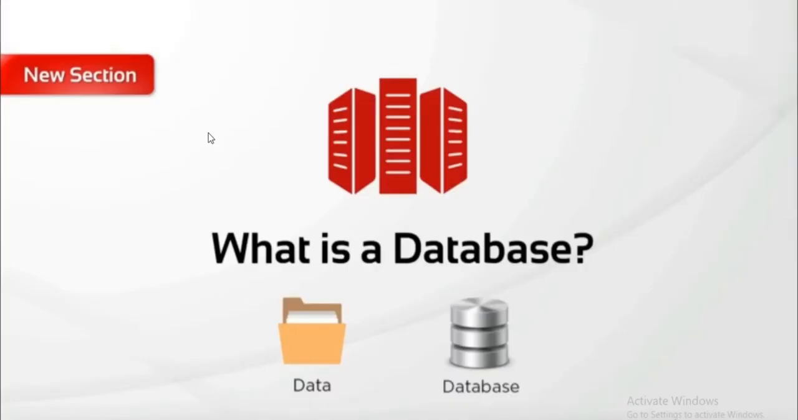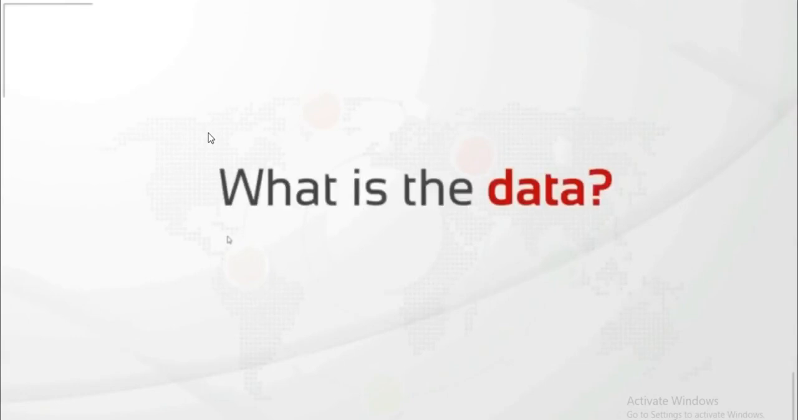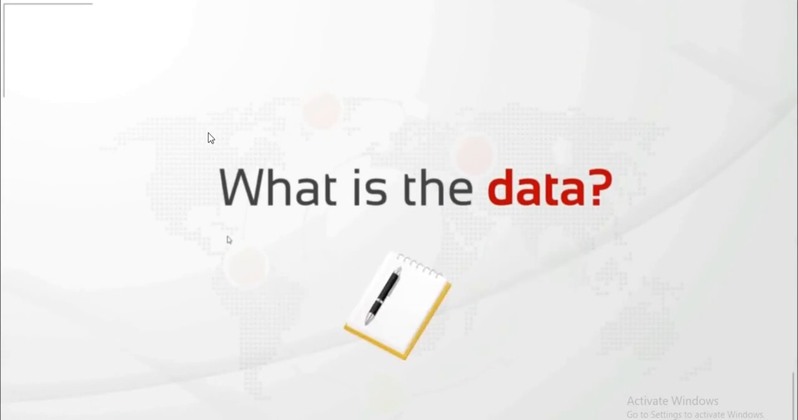So here, what is a database? Data and database. Data is nothing but the numbers or the letters or characters, whatever you can generate and store in a register. So what is data? Data is kind of numbers, letters. We can store it in registers or folders in soft copy.